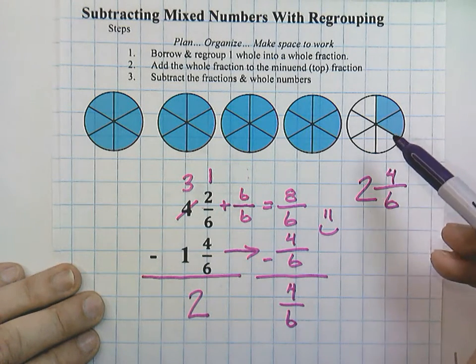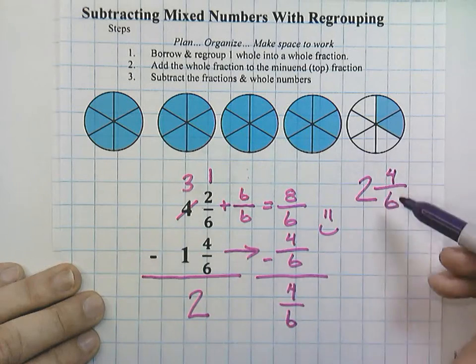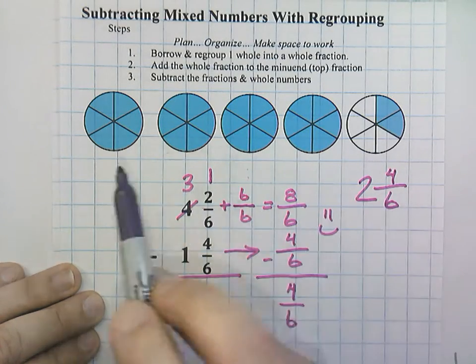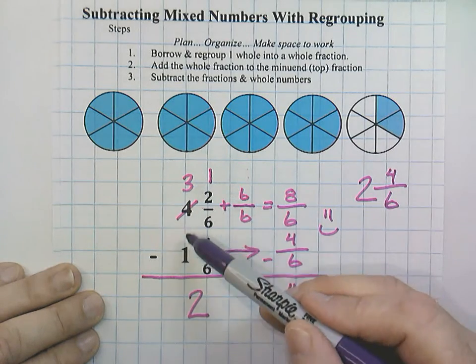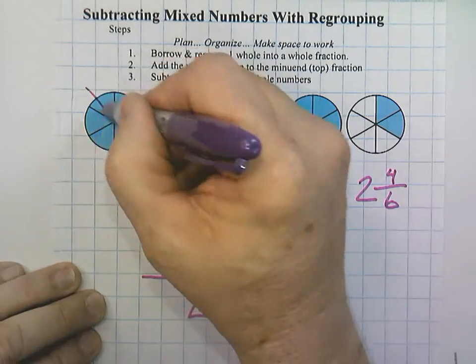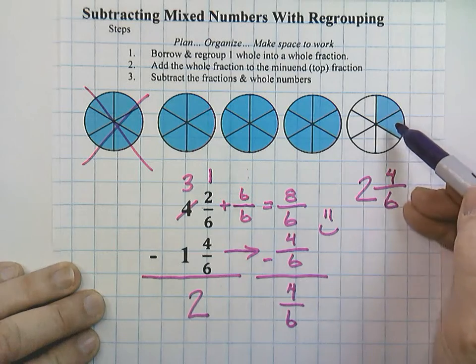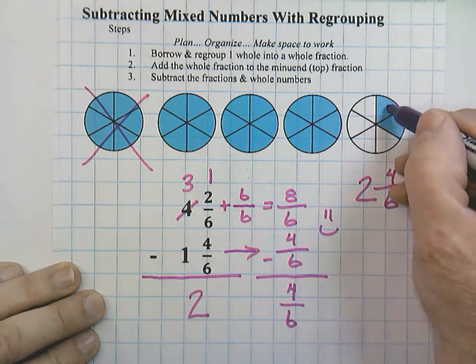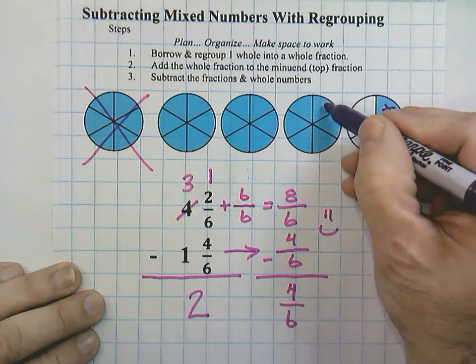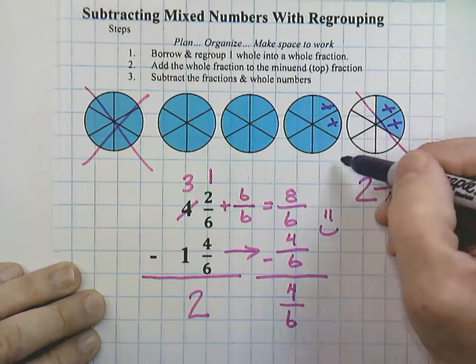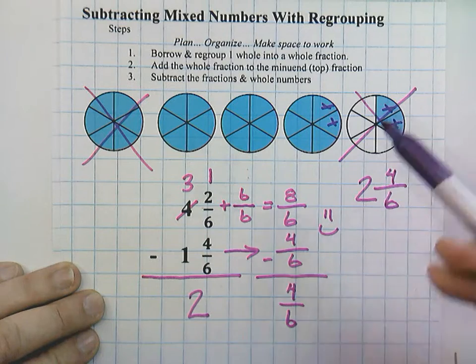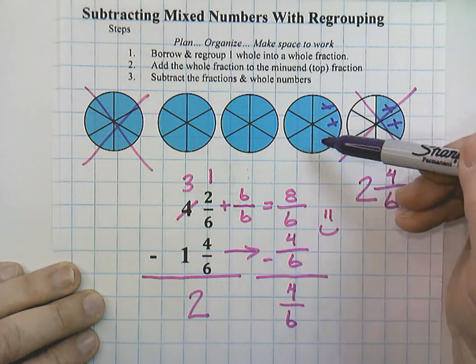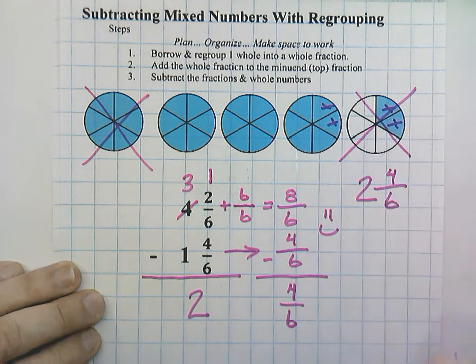I could show that in the models as well. Let's see, we had 4, 1, 2, 3, 4, and 2/6. We were taking away 1, right? And then here, we're taking away 4/6, so 1, 2, 3, 4, which means that that one would be gone. Our answer would be 2 wholes and 4/6. 1, 2, 3, 4 are shaded out of a total of the 6.